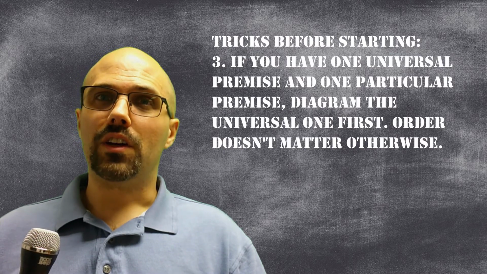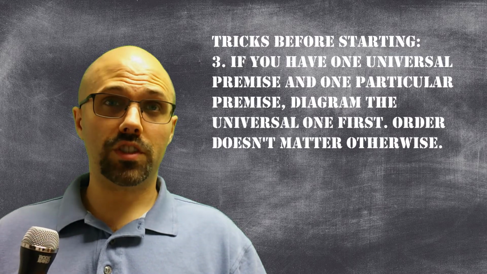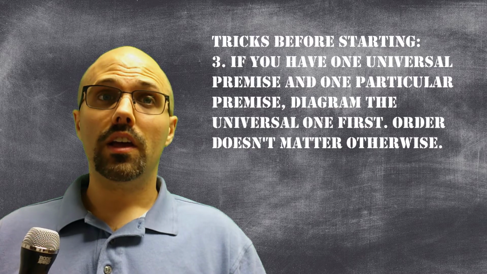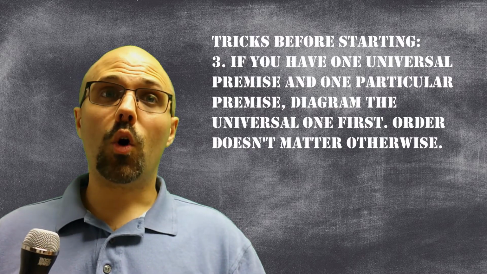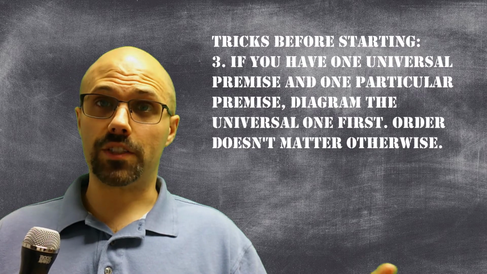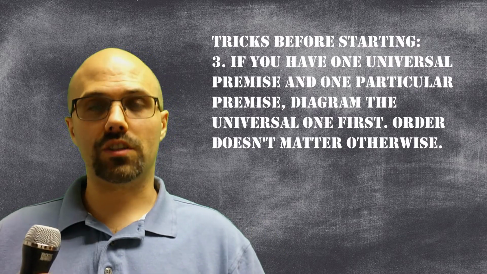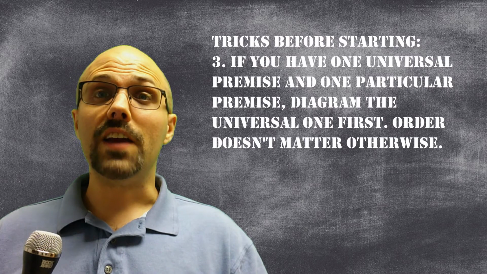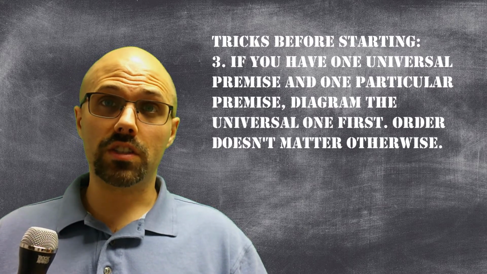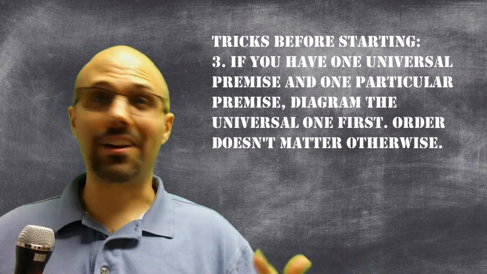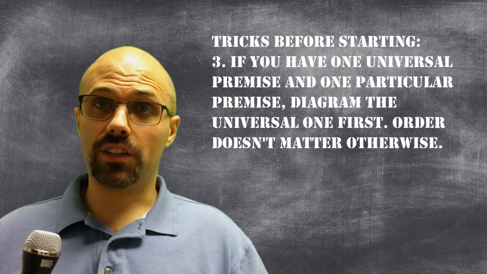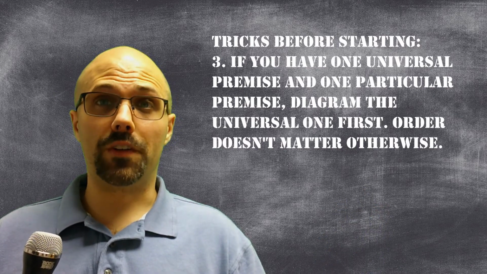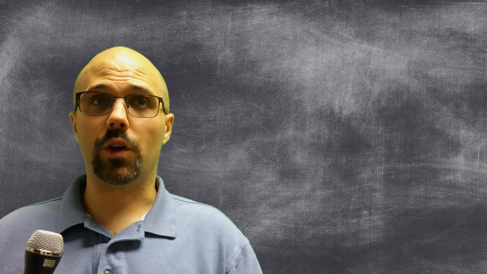Last little piece of advice. If you have one premise that's universal, so it's either an all or a no, and one premise that's a particular, a some or a some not, always diagram the universal premise first. It'll just make your life a lot easier. If both of the premises are universals, or if both of them are particulars, it doesn't matter. Work in whatever order you want. I'll always work top down. But if one is particular and one is universal, do the universal one first. It'll make your life much easier going forward.